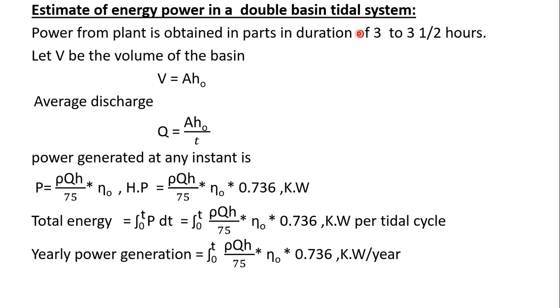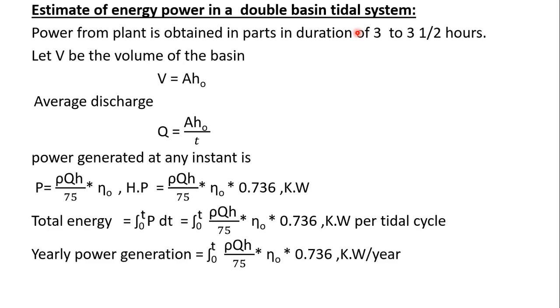Okay. And the second one is the volumetric capacity of the basin. What is the volume of water present in the basin? It depends upon the energy. So the power from the plant is generally obtained in parts. In parts means it is obtained in time durations.